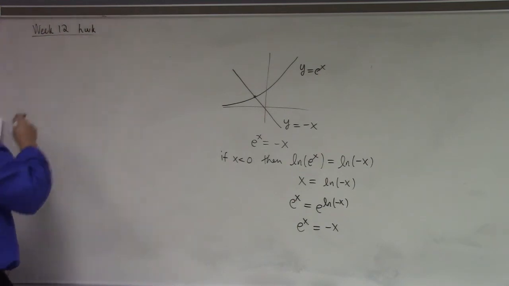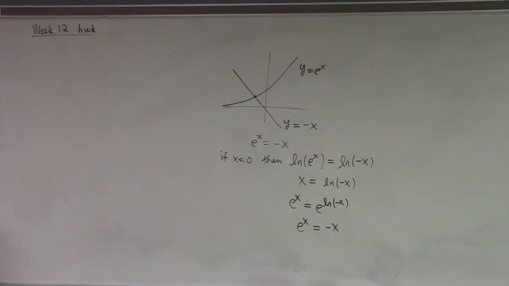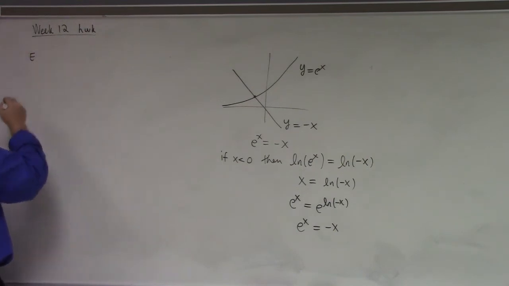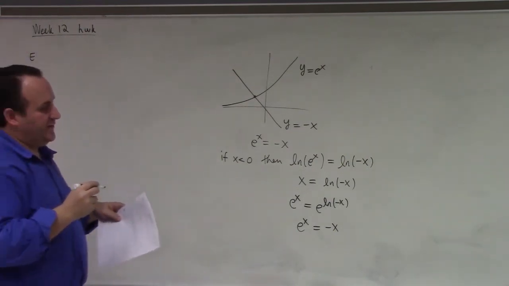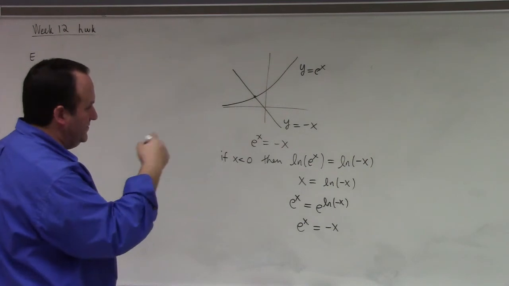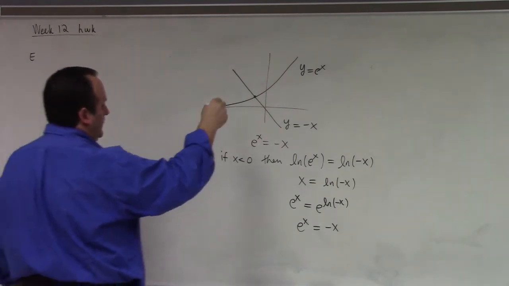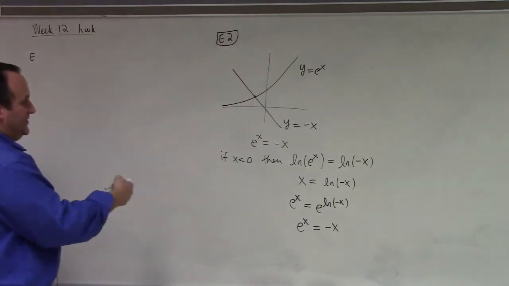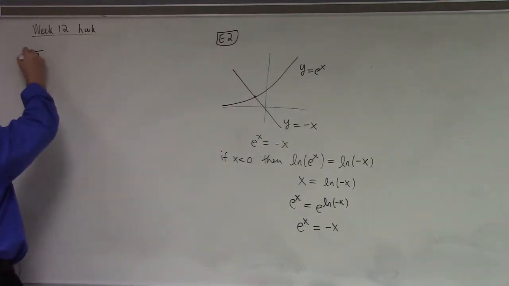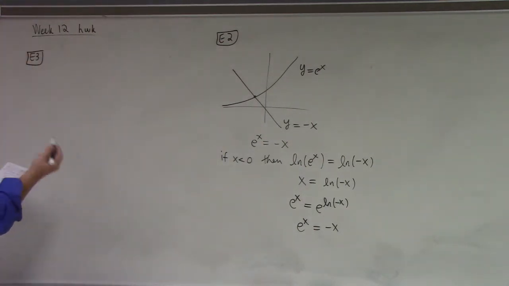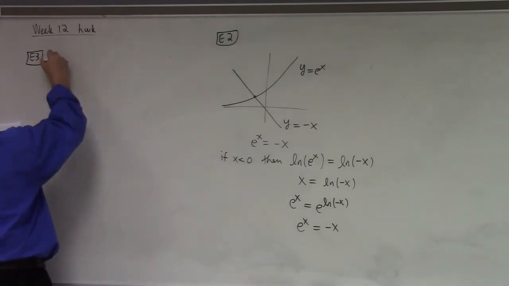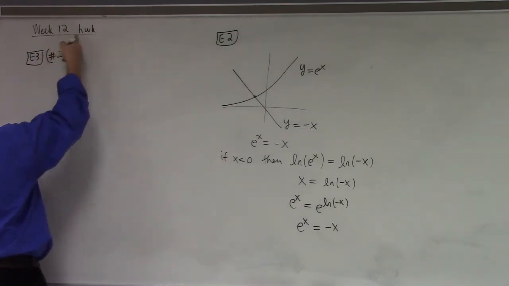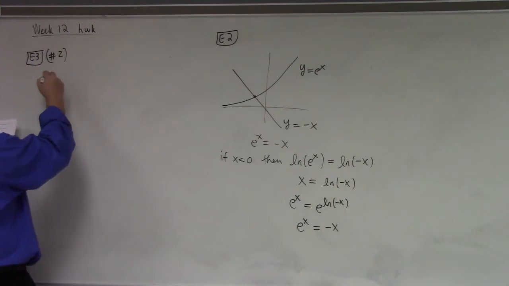Can you believe it's week 12? I can't. So here we go. Let's look at example. Let's see here. I guess that was my example. I've lost numbers. Is that example 1? I think that was example 1. This is example 2, isn't it? It's a non-example, but there it is. So this is example 3. Example 3 is essentially number 2 from week 12 homework.